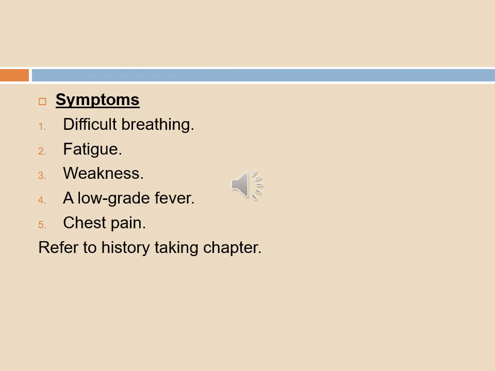The symptoms of constrictive pericarditis could be like the symptoms of acute pericarditis too, which are difficulty in breathing, fatigue, weakness, low-grade fever, and chest pain, which is not ischemic in its origin, and you could know that later with more specific details about the character of this chest pain, and you could refer to the history taking chapter for that.